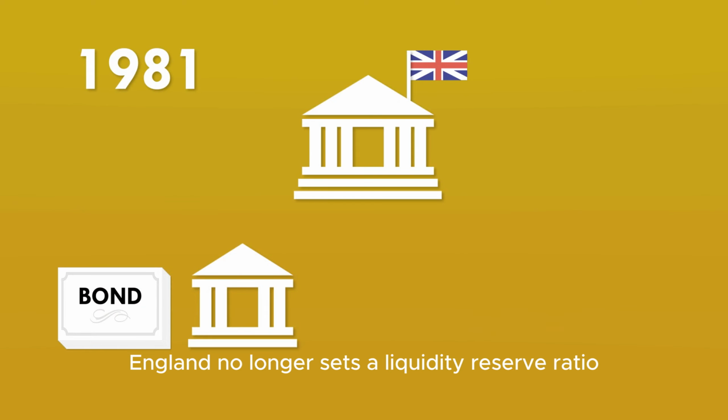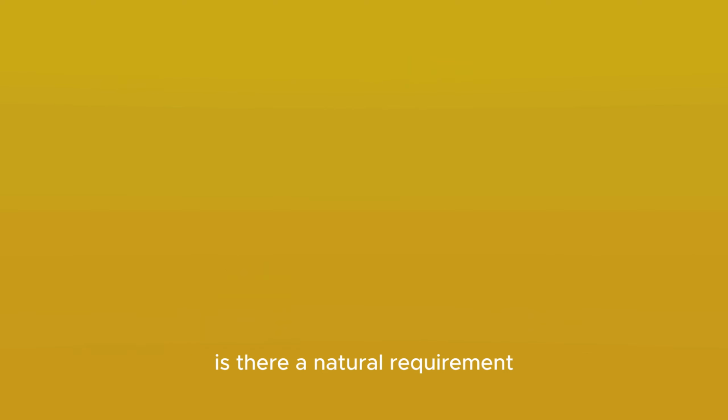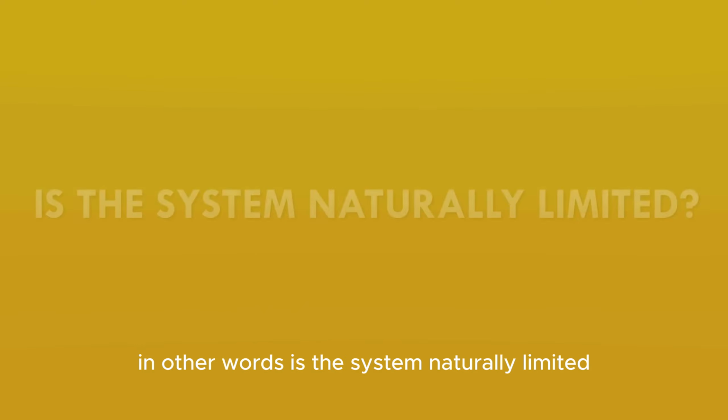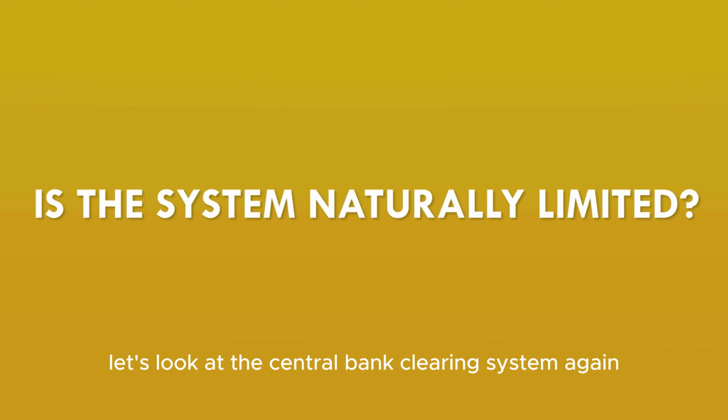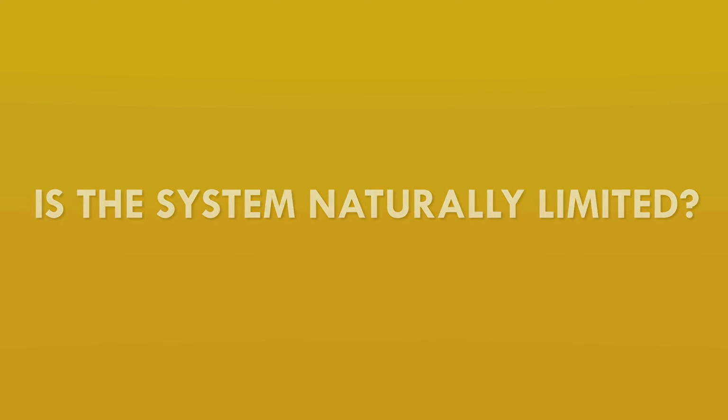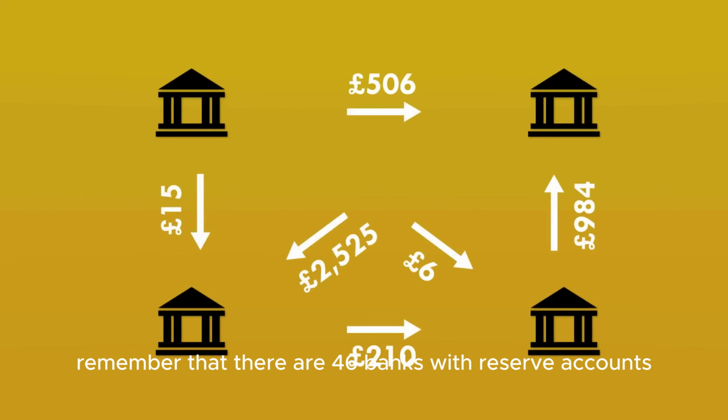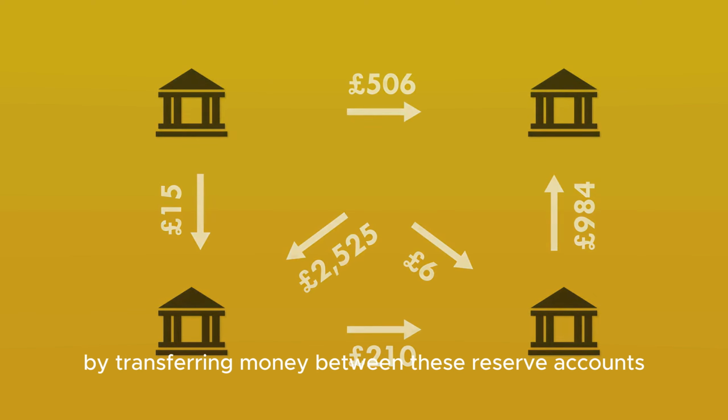So if the Bank of England no longer sets a liquidity reserve ratio, is there a natural requirement for banks to keep liquid reserves in proportion to their total customer accounts? In other words, is the system naturally limited? Well, let's look at the central bank clearing system again. Remember that there are 46 banks with reserve accounts at the Bank of England. At the end of the day, when all the payments are cancelled out against each other, these banks have to settle between themselves by transferring money between these reserve accounts.